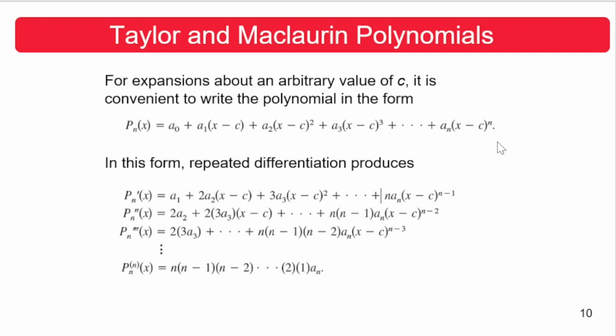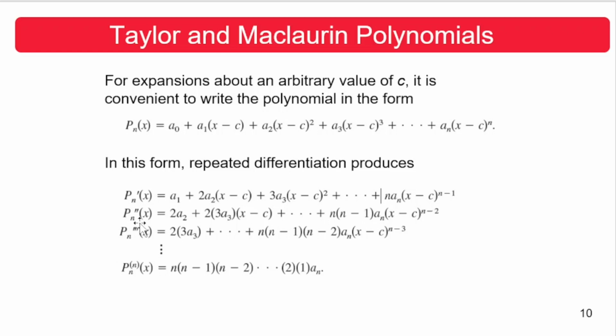So in this form, repeated differentiation produces the following: the first derivative of the polynomial function of nth degree at x is a sub 1 plus 2a sub 2 times x minus c plus 3a sub 3 times x minus c squared plus, and so on and so forth, up to plus n a sub n times x minus c raised to n minus 1.